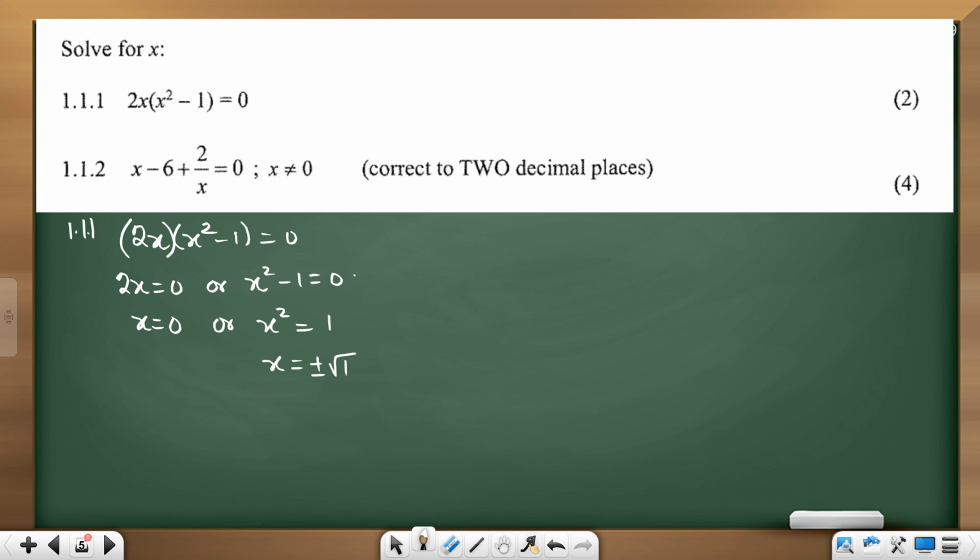Whenever you put a square root, if you are the one putting the square root, please put plus or minus. So x equals plus or minus 1. Or difference of 2 squares will show you what I mean. x minus 1 or x plus 1 equals 0, which means x equals 1 or x equals negative 1. Please take note of that little error there. It is difference of 2 squares.